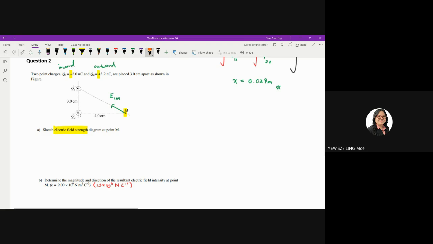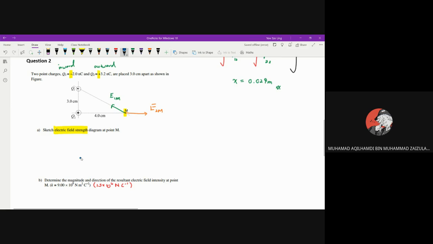Then how about Q2? Q2 is a positive charge. When it comes to a positive charge, we know that the direction should be away from the charge. Away from the charge means the direction would be going to the right hand side. So this is your E2M. So basically this is a complete diagram for my question A.